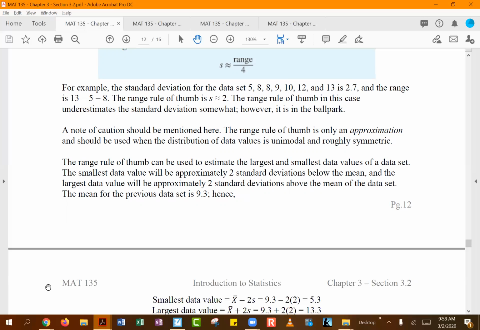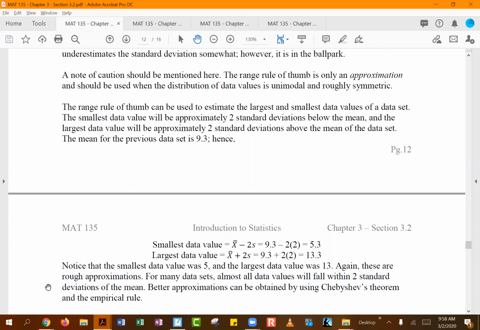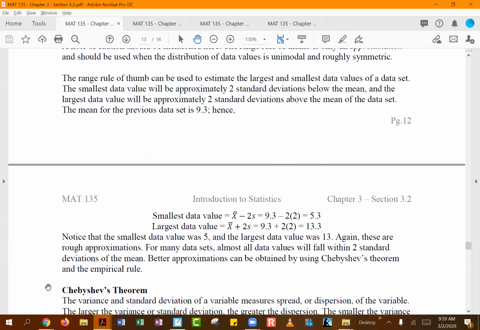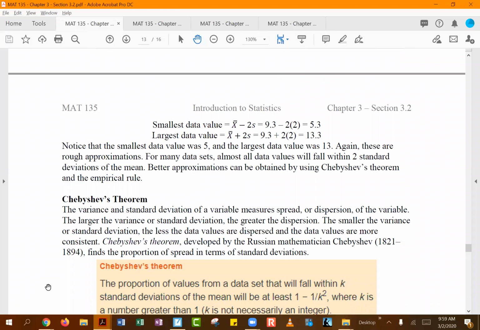And again, they're talking about using the range rule of thumb to estimate your largest and smallest data values. Now, the smallest data value will be approximately 2 standard deviations below the mean. And of course, the largest data value would be 2 standard deviations above the mean. They're telling us if you found the mean of that data, it comes out to be about 9.3. So they're showing you how you can calculate your smallest and greatest data values based on this range rule of thumb. You've got your mean and you've got your standard deviation, that S value, right? And then we are saying approximately 2 standard deviations below the mean. So that's why we're subtracting. You're going to be at 5.3. Approximately 2 standard deviations above the mean, you're going to be at 13.3.